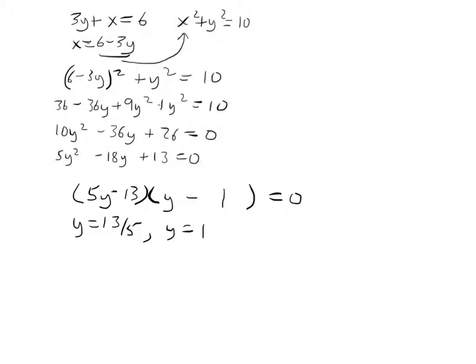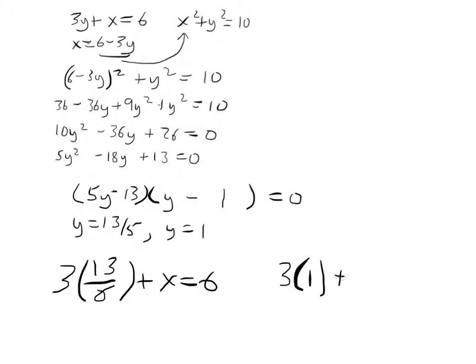So as we were saying here, you want to plug your y values back in. You want to plug them into the linear equation, because if you plug them into the circle, you might get confused. For each of your y values, you get two x values, and those are going to be extraneous. So you want to make sure you plug back into your linear equation. So 3 times 13 fifths plus x equals 6. You can solve that and get an x coordinate, and 3 times 1 plus x equals 6. Solve that, and you'll get your other x coordinate.